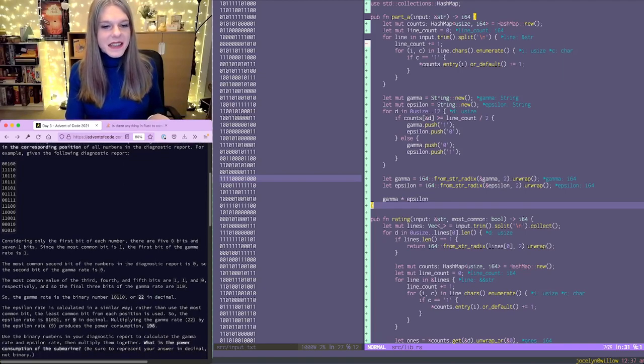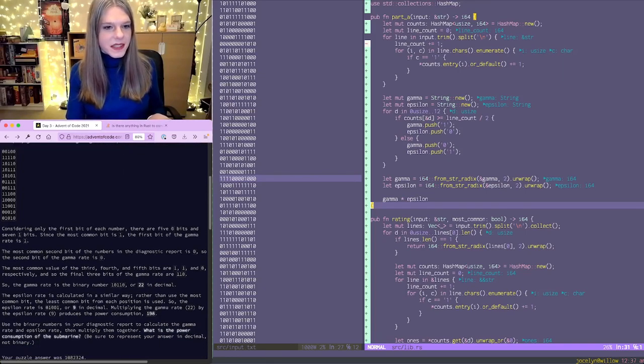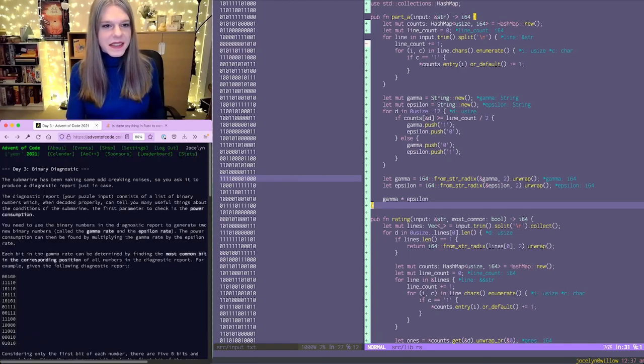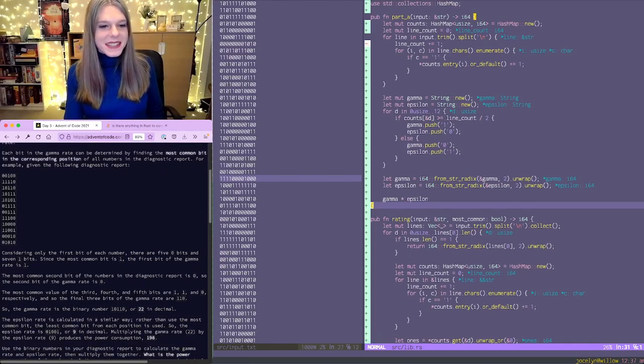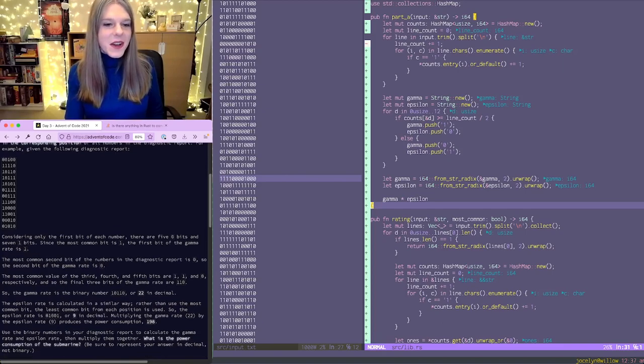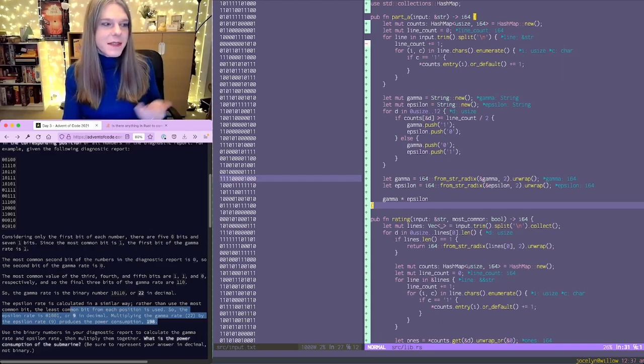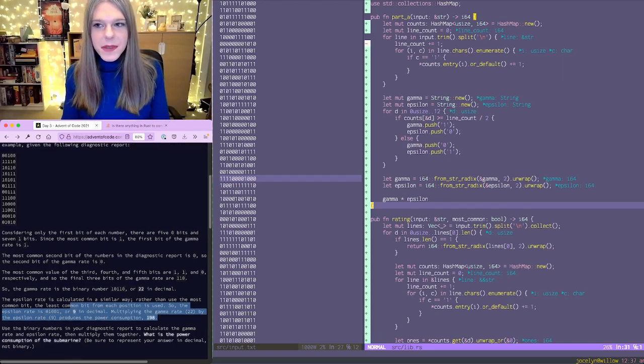And then for your epsilon rate, that's the same thing except with the least common digit in each column instead of the most common. So how do we do that?